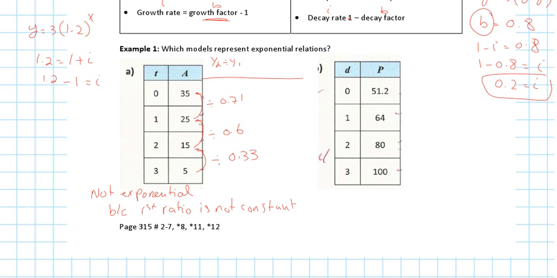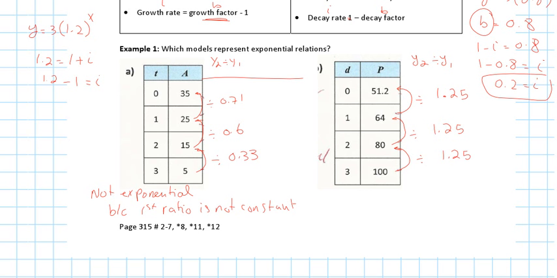All right, to find the ratio here, we have to do y2 divided by y1. And then I can divide 64 by 51.2, 1.25. 80 divided by 64, 1.25, and 100 divided by 80 is 1.25. Okay? So in this case, you realize that the ratio is exactly the same, it's constant.